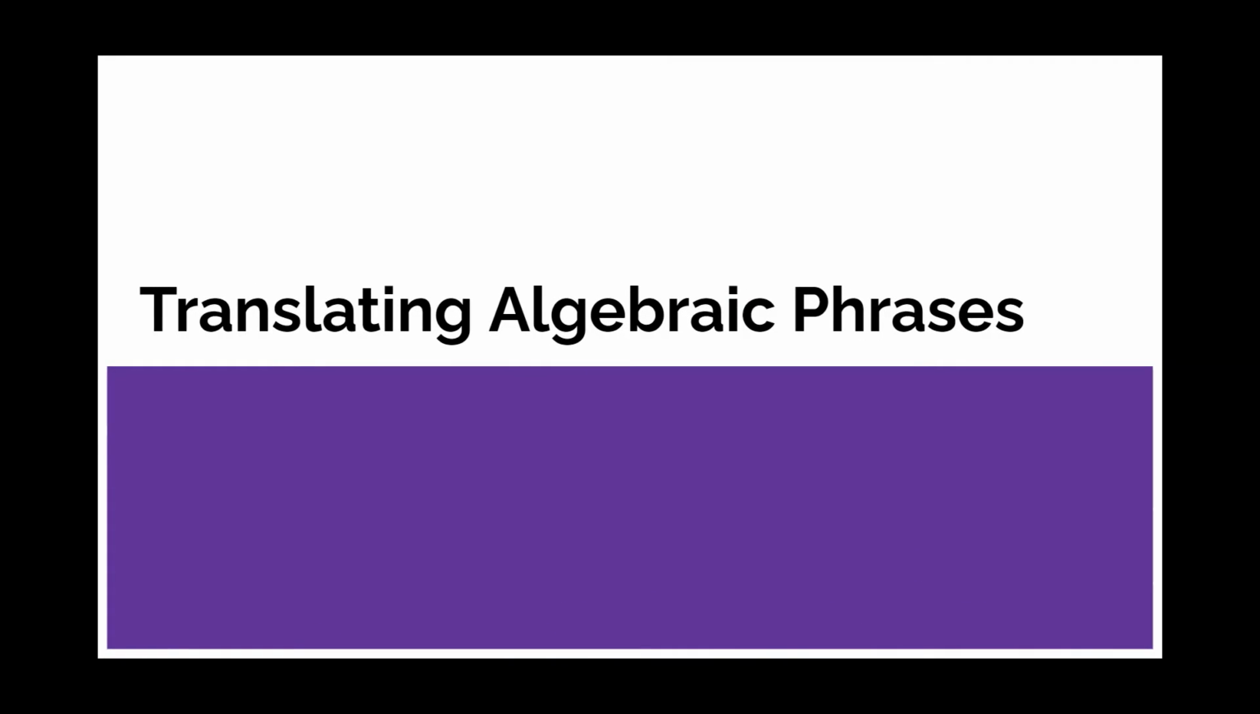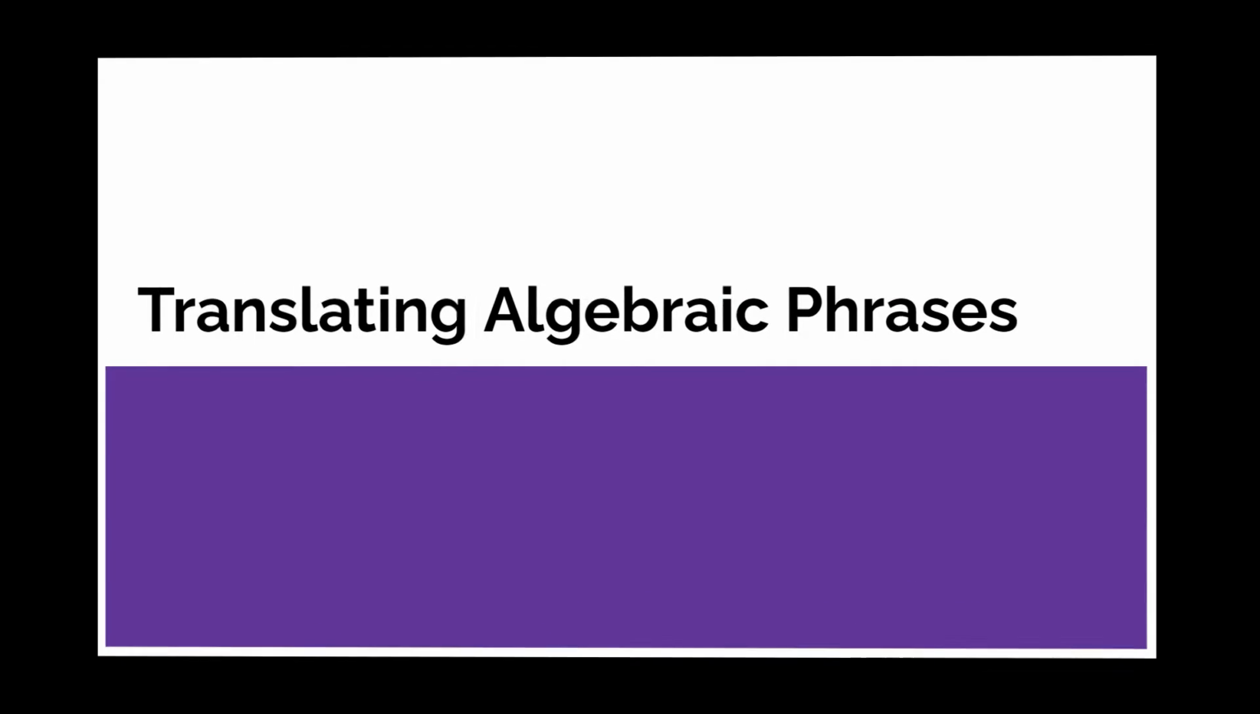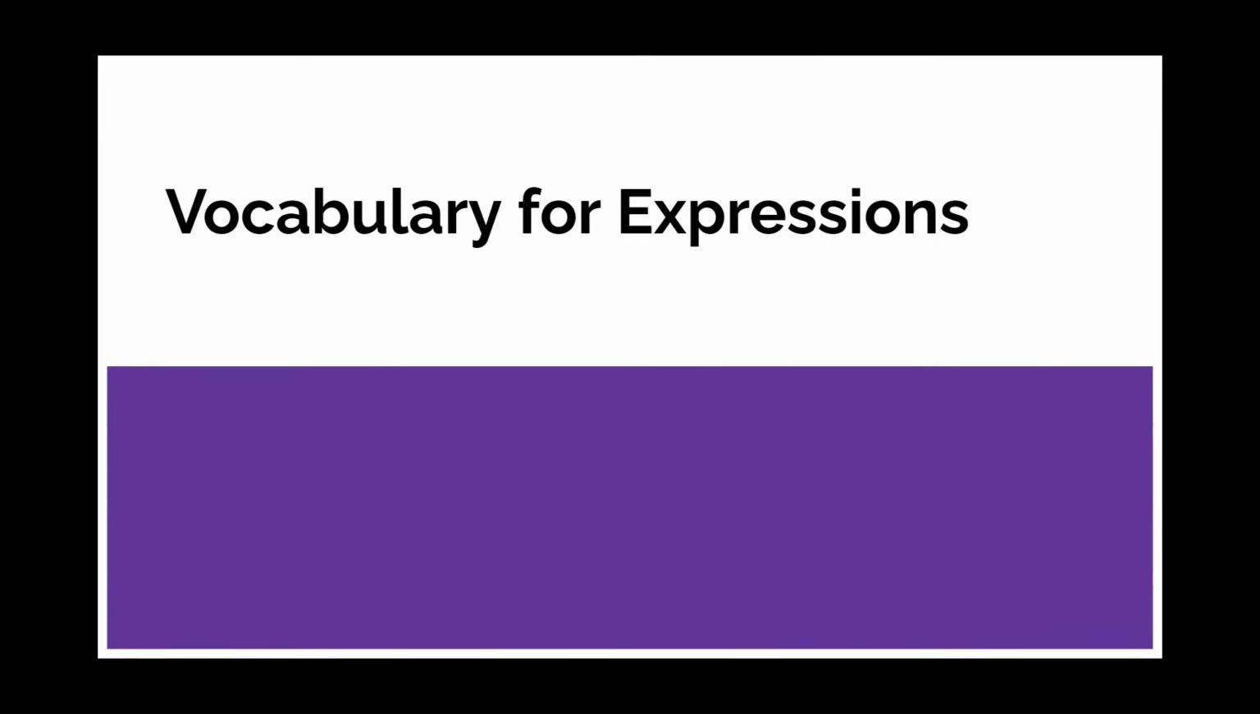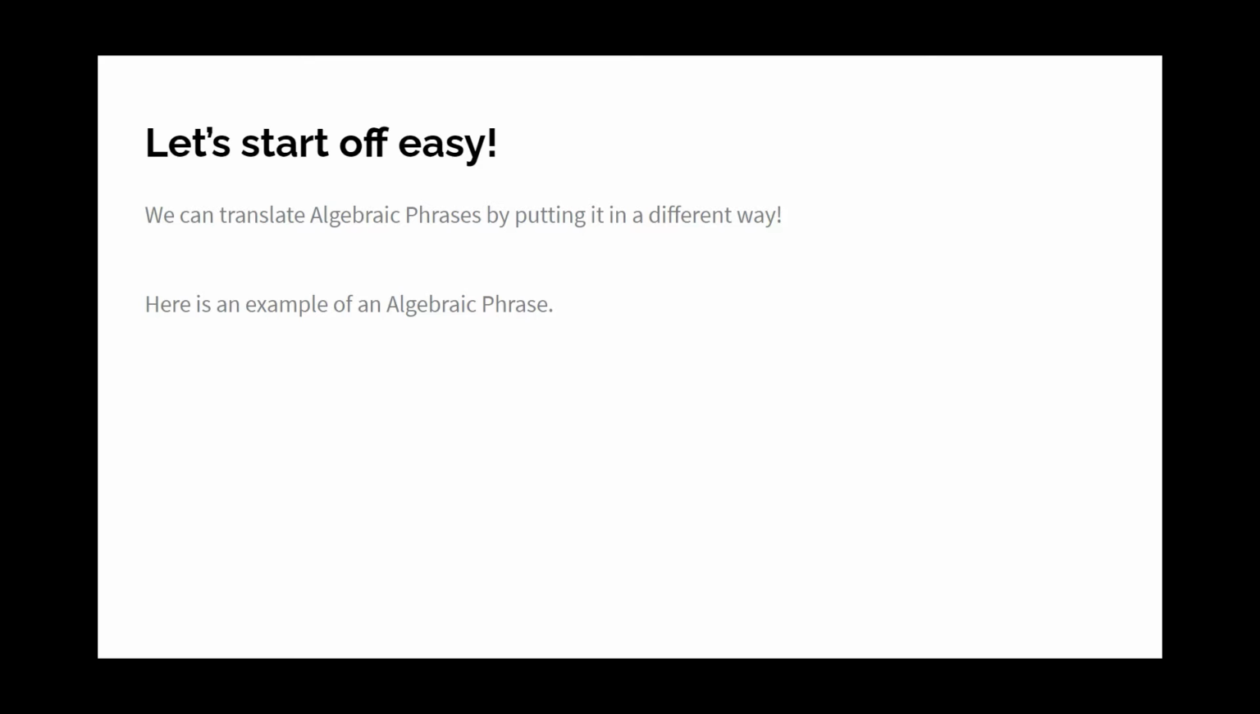This week we will translate algebraic phrases and we'll also look at the vocabulary for expressions. So let's get started. We'll start off easy. We can translate algebraic phrases by putting it in a different way. Here's an example of an algebraic phrase. A number decreased by 92.